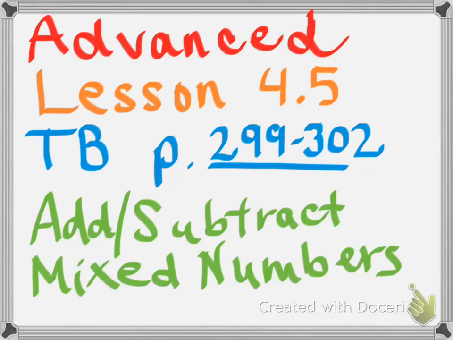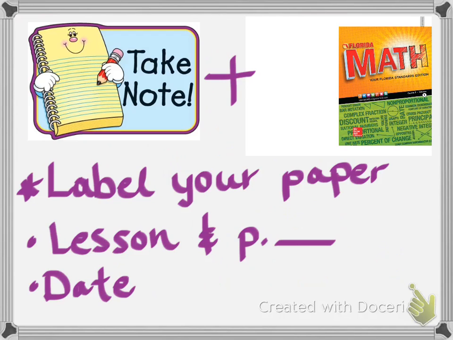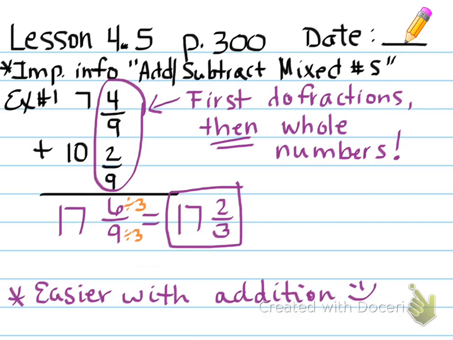Hey guys, Miss Gregory. This is the advanced lesson 4.5, textbook pages 299 to 302, adding and subtracting mixed numbers. You need notebook paper, pencil, and your math book. Don't forget you're supposed to be labeling your paper with the lesson number and the page number and the date. And now let's get ready.